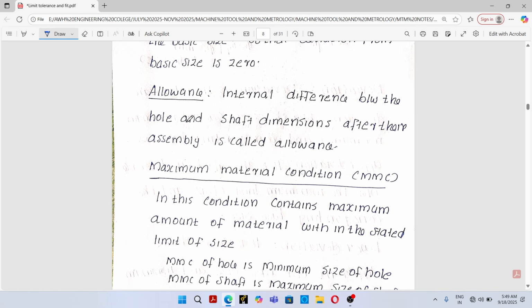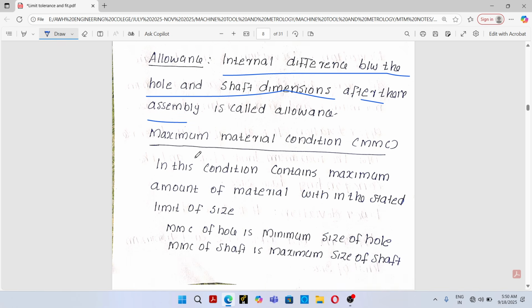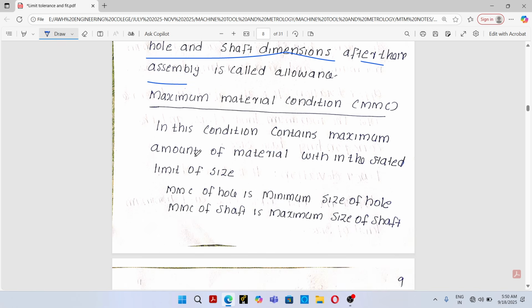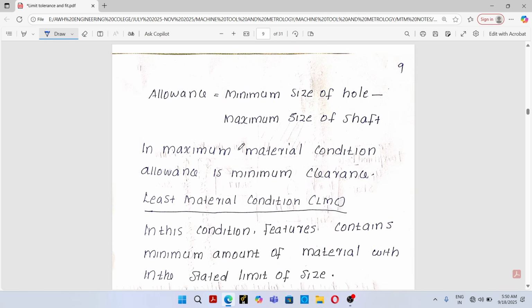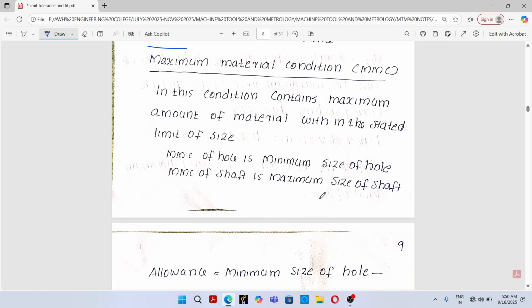So allowance is defined as the internal difference between the hole and shaft dimensions after their assembly. Okay. So we have two important concepts related to allowance, that is maximum material condition, known as MMC, and least material condition, known as LMC. See, this is related to allowance.